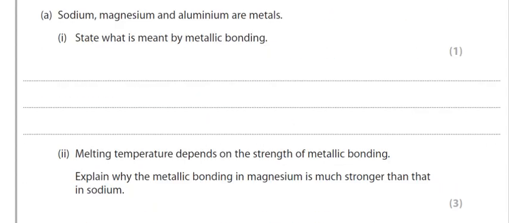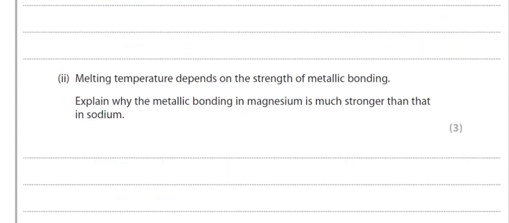State what is meant by metallic bonding. That is the electrostatic attraction between the metal cations and the delocalized electrons. Melting temperature depends on the strength of the metallic bond.